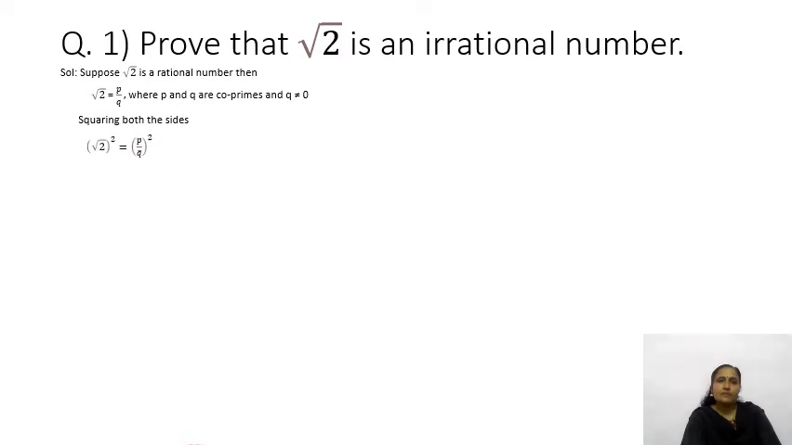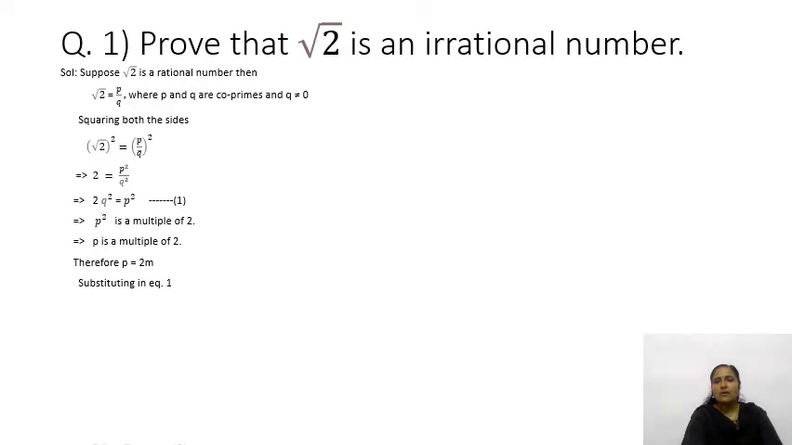Then we will get root 2 square is equal to p square by q square. Then 2 is equal to p square by q square. So we get 2q square is equal to p square. We'll make it equation number 1. So what does equation 1 say? p square is an even number because p square is equal to 2 into q square. So we can say p square is a multiple of 2. Then by the theorem which we studied, we can say p is a multiple of 2, meaning p is an even number. Therefore, we can rewrite p is equal to 2m.